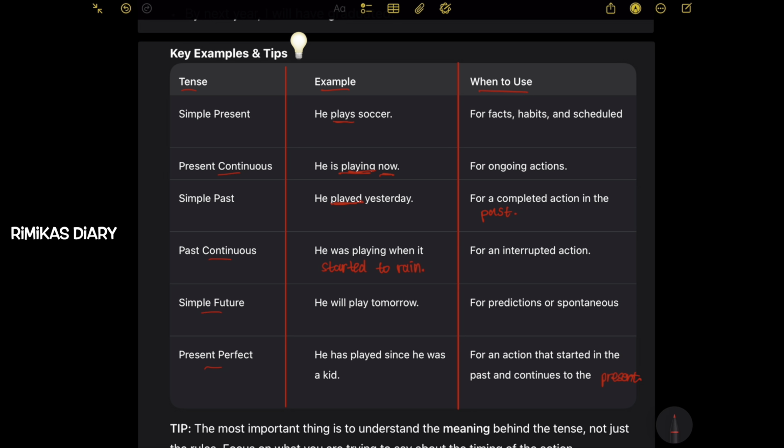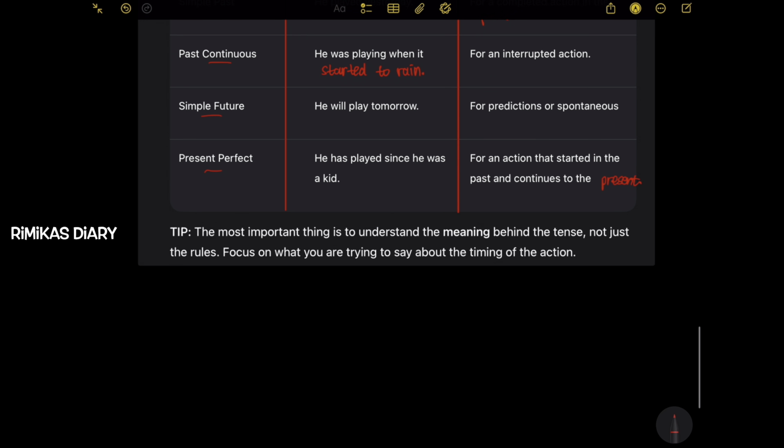You could note this down in your notebook, like this table. Next tip: the most important thing is to understand the meaning behind the tense, not just the rules. Focus on what you're trying to say about the timing of the action, like when it's happening.